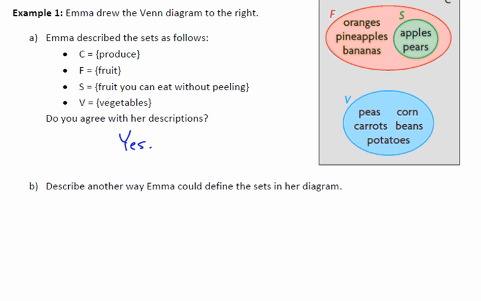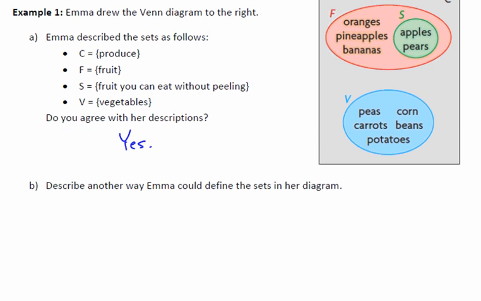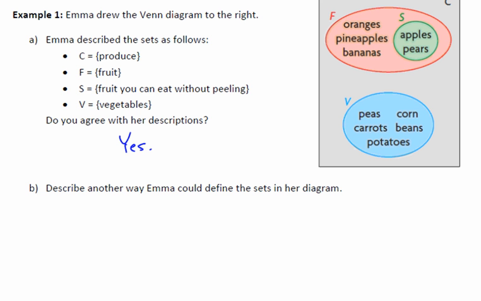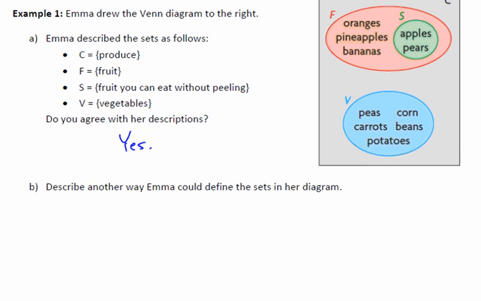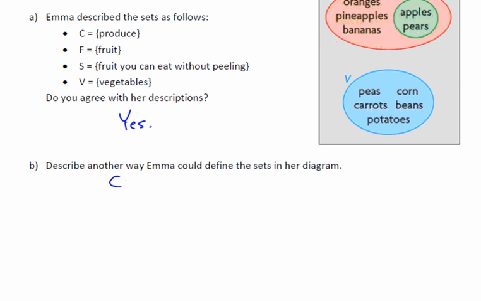So what if I was just giving you orange, pineapple, banana, apple, pear, peas, corn, carrots, beans, and potatoes? No circles were given. How can we organize our data? Another way. Seeds and no seeds? Okay, how about color? Yeah, let's do colors, because we can debate a lot about seeds. Exactly. Okay, so let's do color. So we'll still do C is produce.